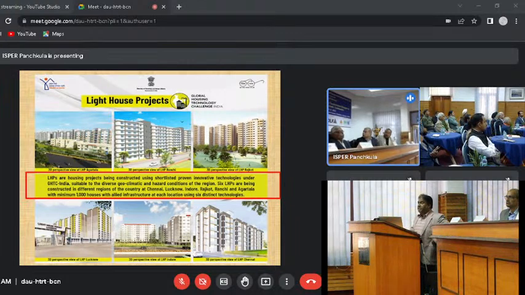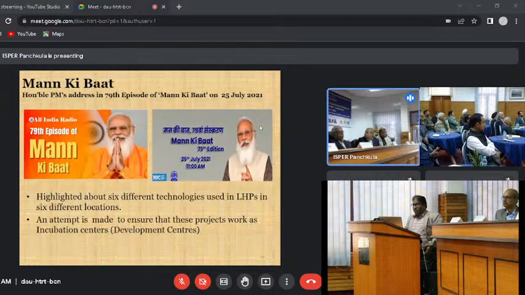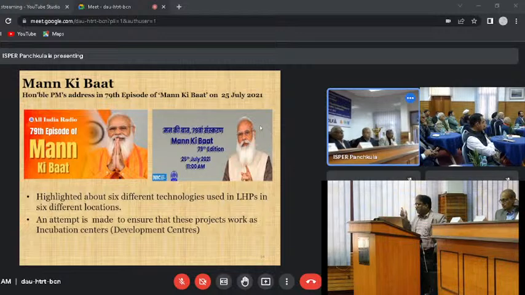Many times students do not read the newspaper, they just go to the internet, but I always request you to go to Man Ki Baat also. In the 79th episode of Man Ki Baat, on 25th July 2021, the Honorable Prime Minister highlighted this Lighthouse technology, and how this technology can help make a project work as an incubation center and development center across the country. So as architects and planners, we should always listen to Man Ki Baat sometimes.